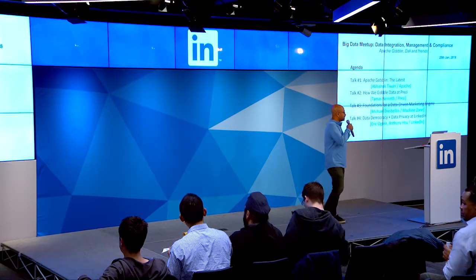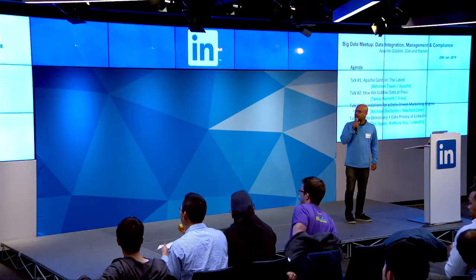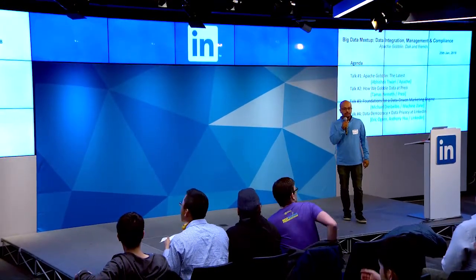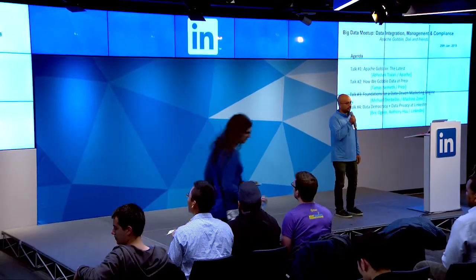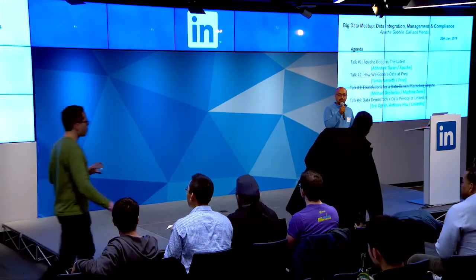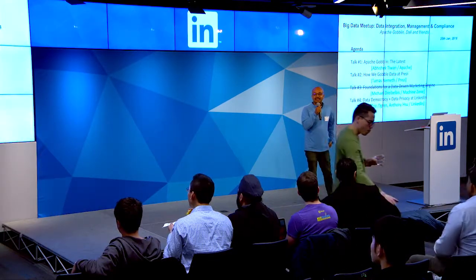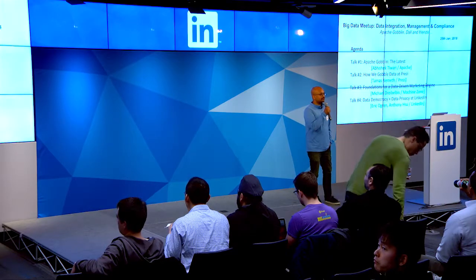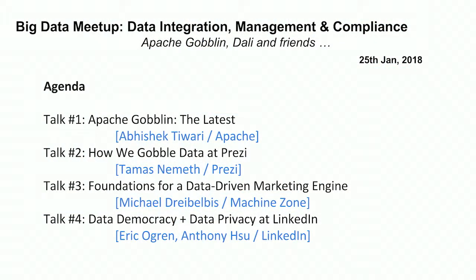We are talking about data integration today, and we have a pretty packed agenda. First up, we'll talk very briefly about Apache Gobblin, what's going on with it, the latest news. And then we have Prezi in the house. They're going to be talking about how they gobble data at scale. And then we have Machine Zone, who'll be talking about how they're doing their data ingestion and data management piece. And finally, we have LinkedIn talking about how we're doing data democracy while preserving data privacy. And then we can continue chatting and finishing up however much booze is left.